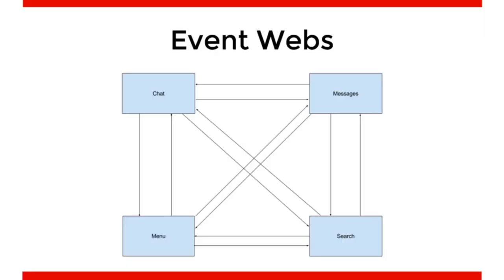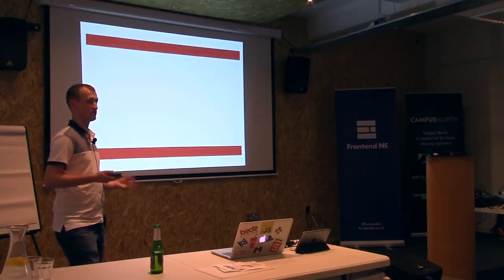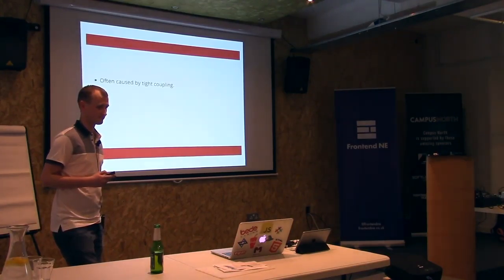Event webs. I've seen this sometimes in some applications. If you imagine Gmail, you've got the messages component send a message to the menu to say update my unread, and then your menu sends something back saying, right, I've clicked on inbox, I want to show my messages. Your search might talk to messages saying, right, I've searched for this. Your messages might come back saying, right, I've displayed, and vice versa. That is a bad idea because you're introducing dependencies on all the modules.